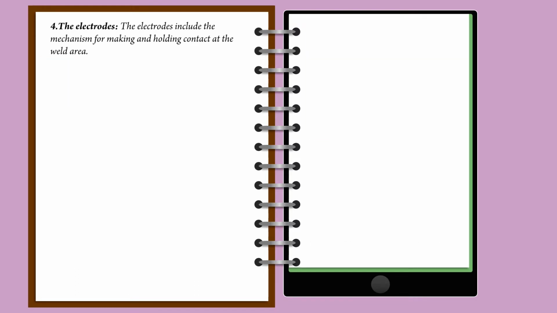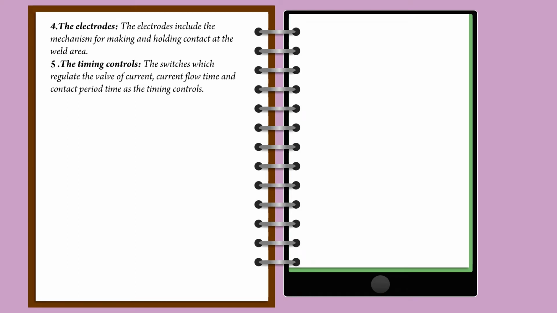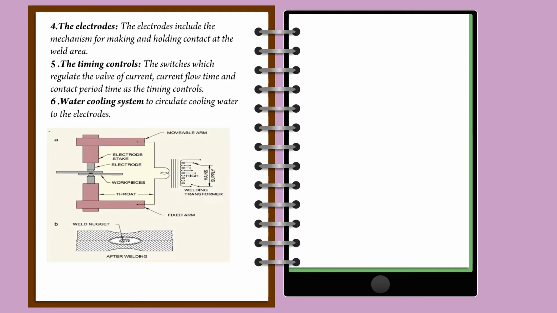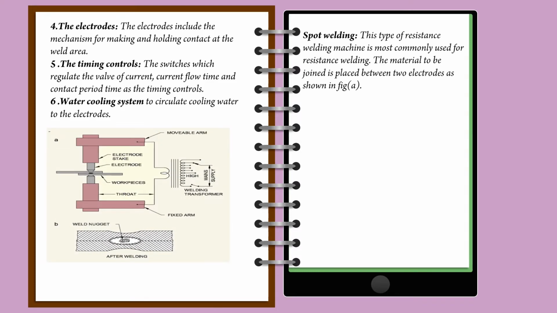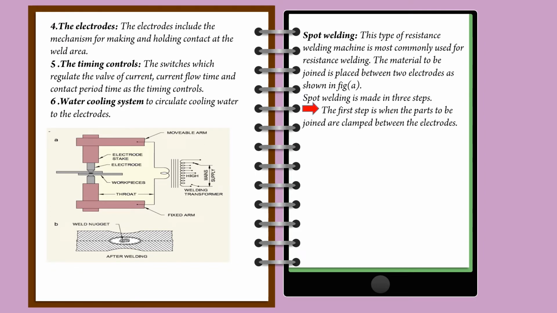Number 4. The electrodes. The electrodes include the mechanism for making and holding contact at the weld area. Number 5. The timing controls. The switches which regulate the value of current flow, time and contact period act as the timing controls. Number 6. Water cooling system to circulate cooling water to the electrodes.